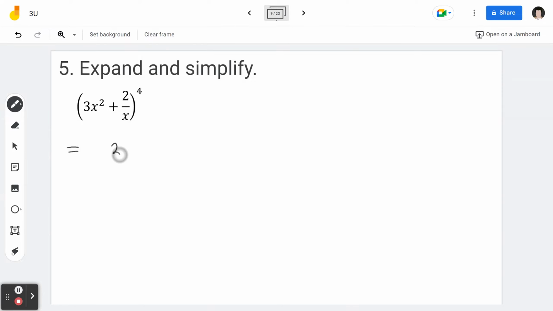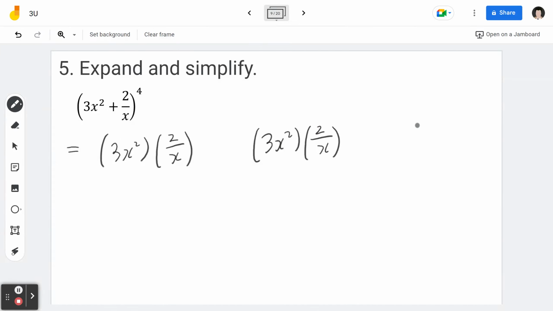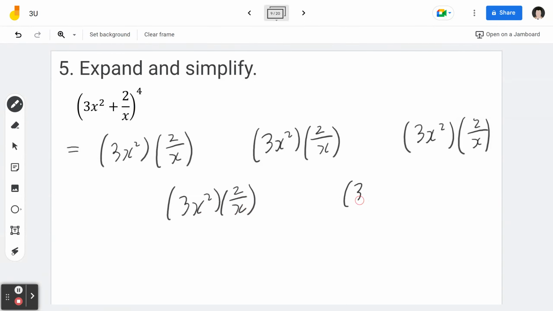If you have 3x squared and 2 divided by x, and it's to the power of 4, you copy this 5 times. So again, whatever the exponent's going to be, add 1. In this case, since the exponent is 4, you copy it 5 times. If the exponent was, let's say, 100, then you would copy this 101 times. But of course, that would be too much in terms of the manual steps. But anyways, you go back and you copy this 5 times.